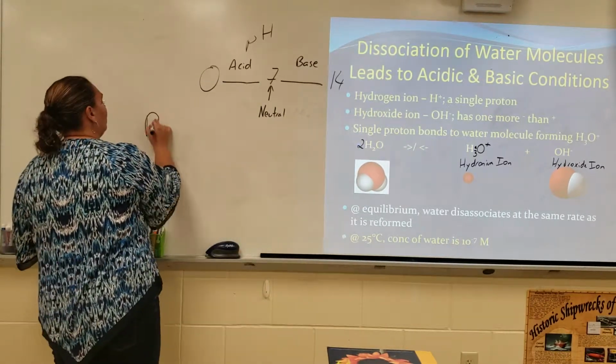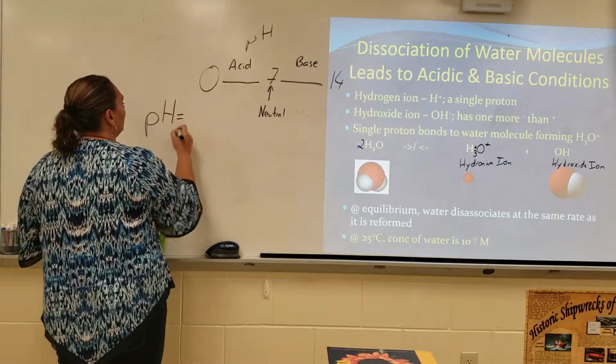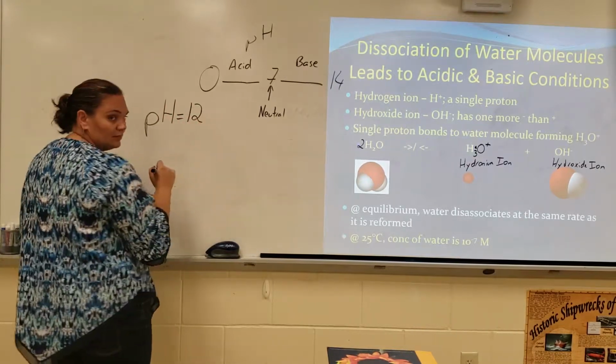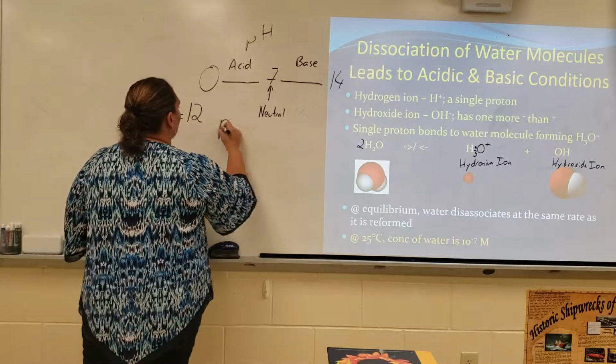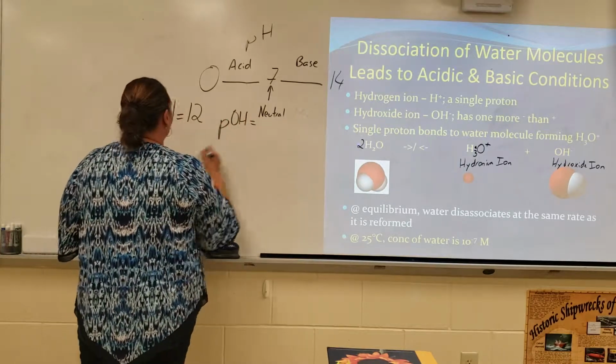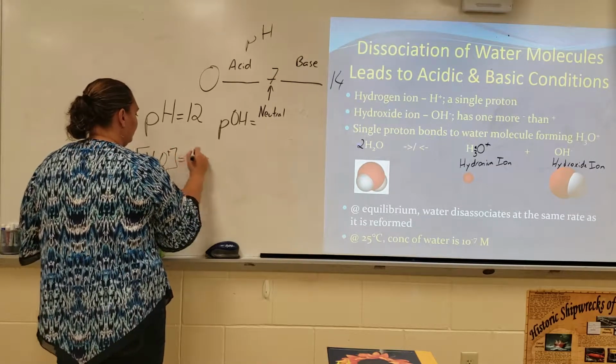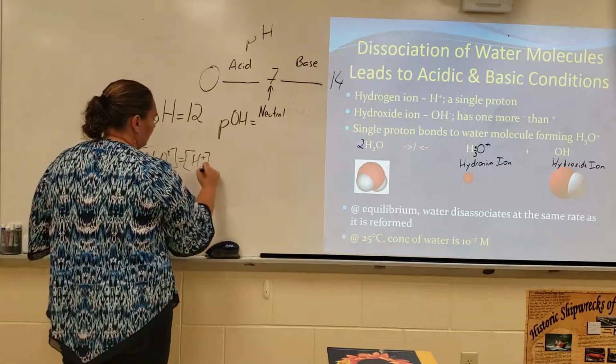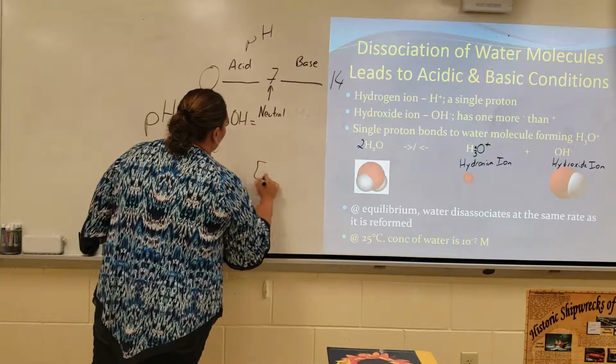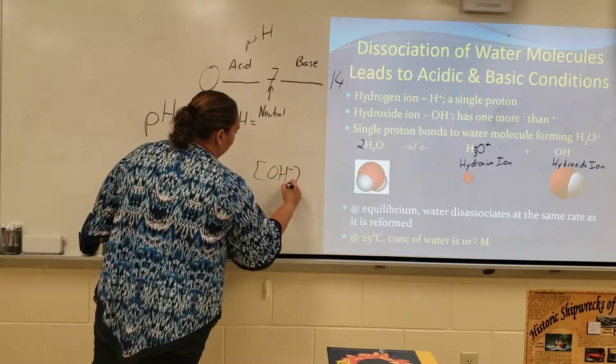This time I'm going to give you the pH of 12. On your own, I want you to give me the pOH, hydronium, remember, same as the hydrogen ion concentration, and the hydroxide ion concentration.